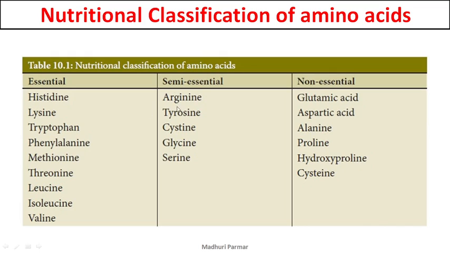Then there are semi-essential amino acids. These are not required in higher quantity, and somewhat your body can salvage, but it does require these amino acids from the diet. So semi-essential amino acids are arginine, tyrosine, cysteine, glycine, and serine. Clear? So nutritionally you can classify amino acids in these three categories.